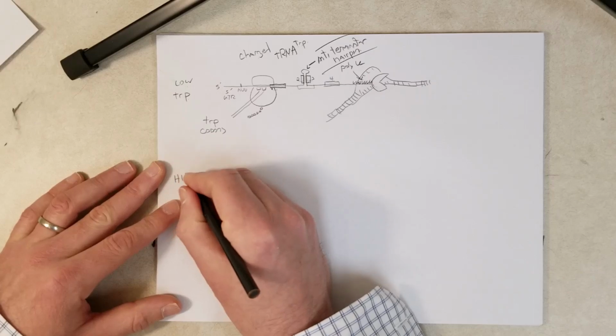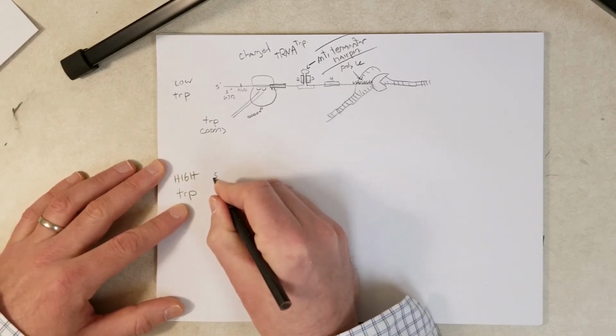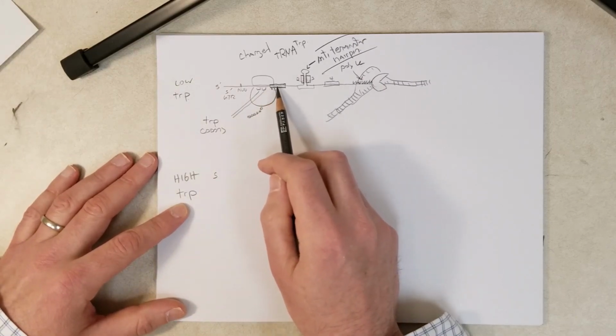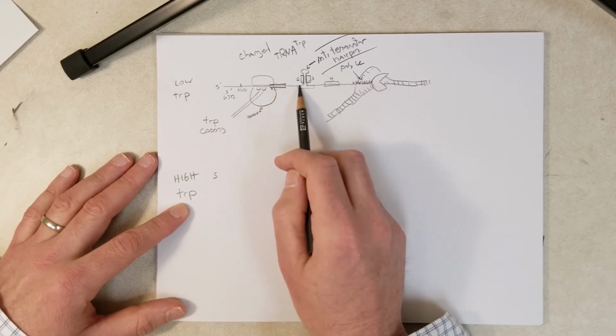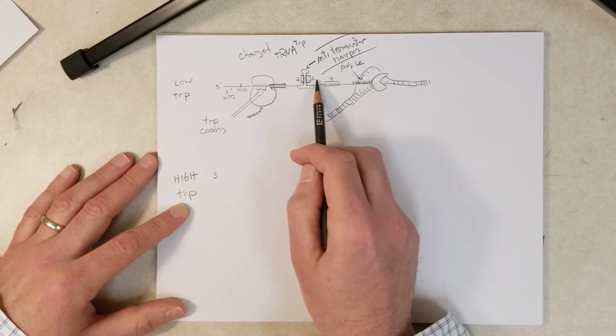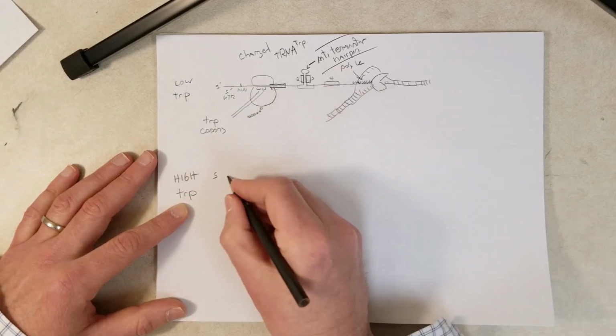So when tryptophan levels are high, something else happens, right? You can probably predict what's going to happen. The ribosome's not going to stall, right? And as a result, it's going to cover 1 and 2, freeing up 3 to form a hairpin with 4. And that's going to be called the termination hairpin. So let me diagram that.